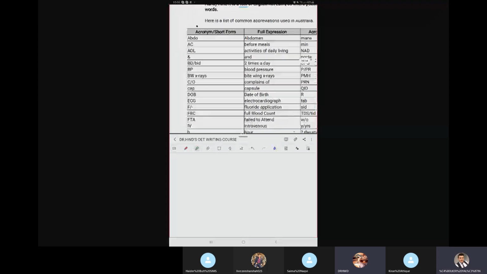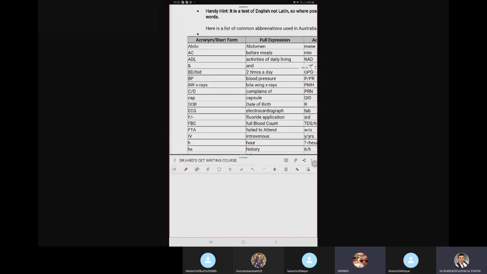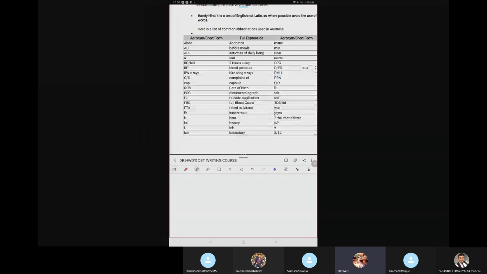These are certain acronyms which you are supposed to open up, right? Because many of the acronyms are in Latin, right? So the OET examiners don't understand Latin, right? I'm sure we don't understand Latin either. So anything that you think is not English, you should open them up, right?